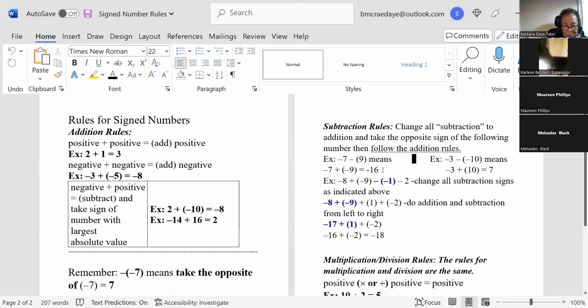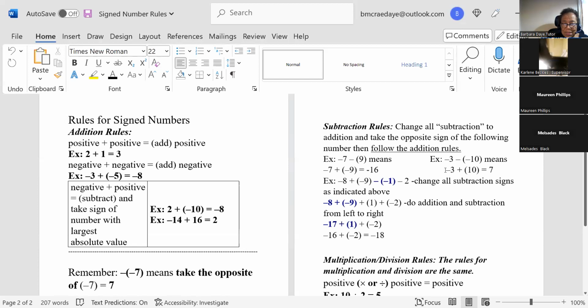Minus minus gives minus. Minus plus gives a minus. Okay. So here's another example: minus 3 minus minus 10. This becomes a plus, right? Because if there's a minus outside the parentheses and a minus inside, we take the opposite. So that becomes plus 10.